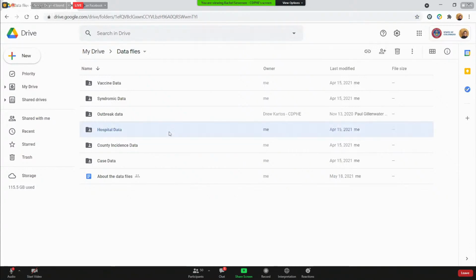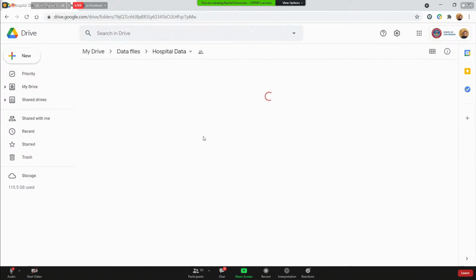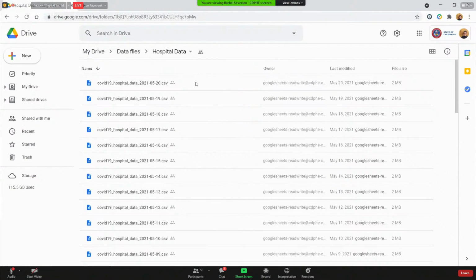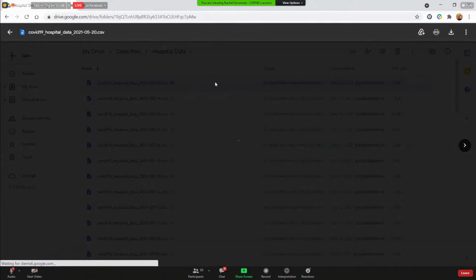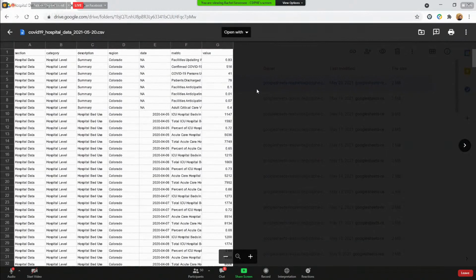So for example, for hospital data, if I open that up, I'm seeing a file for every single day that we've updated the dashboard. And if I can just see a preview here, it's a standardized CSV file with actual numbers corresponding to every single value that's in the corresponding dashboard. So this hopefully saves people from doing the frustrating and manual work of copying down numbers from the actual dashboard if you're trying to do something on a larger scale or over time.